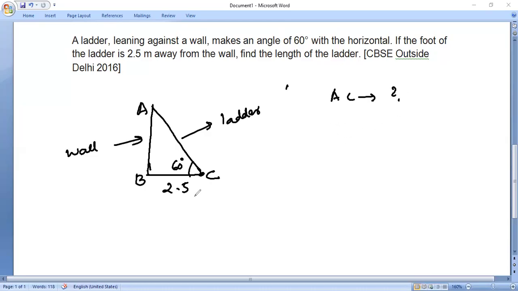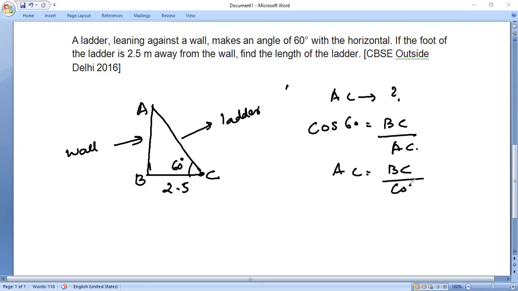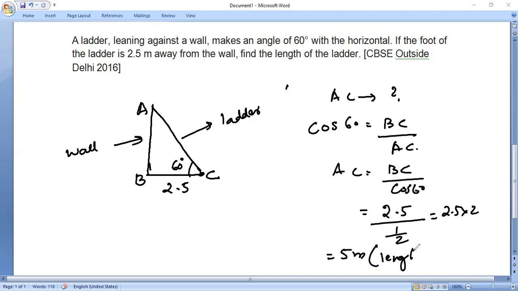As we know, the angle is given, so we'll go for sin 60 here, which is BC by AC. We are asked to find AC, so AC is BC by sin 60. BC here, how much is it given? 2.5, right? 2.5 by sin 60, which is root 3 by 2. So 2.5 into 2 is equal to 5 meters. That will be the length of the ladder. It's a direct question only, so you can score full marks here.